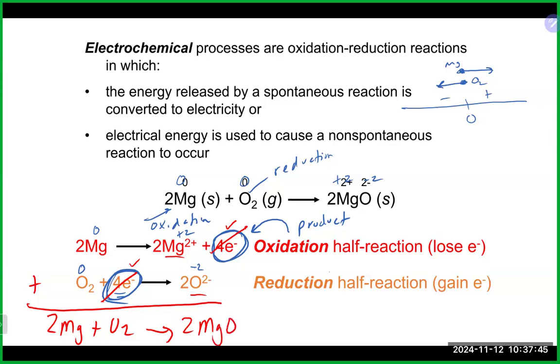So half reactions are pretty much that. They are half of what's going on. One should represent the oxidation and one should represent the reduction. Any questions on that there?